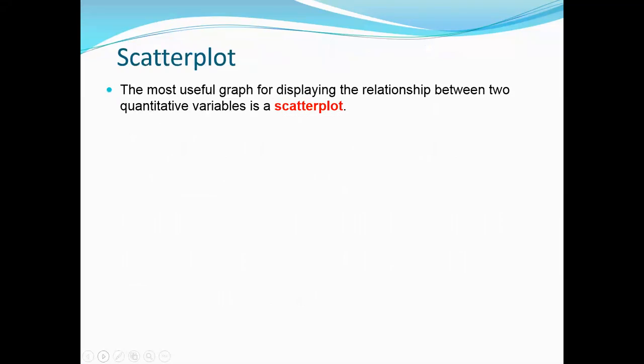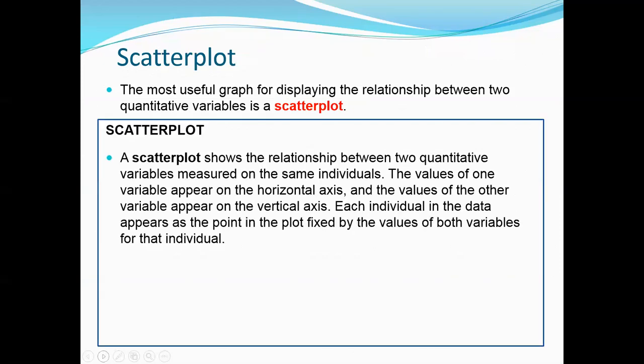The most useful graph for displaying the relationship between two quantitative variables is a scatter plot. A scatter plot shows the relationship between two quantitative variables measured on the same individuals. The value of one variable appears on the horizontal axis, and the values of the other variable appear on the vertical axis. Each individual in the data appears as the point in the plot fixed by the values of both variables for that individual.